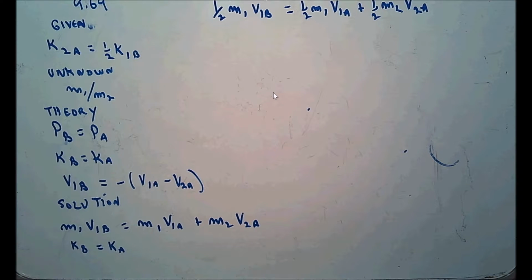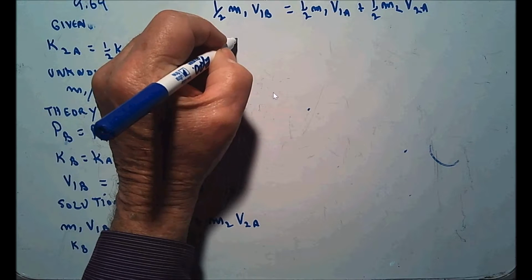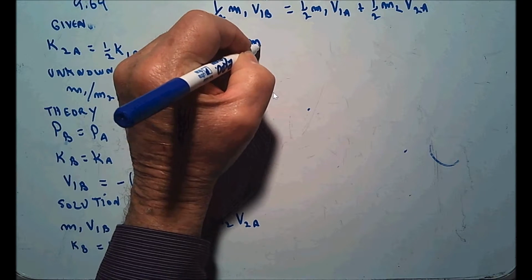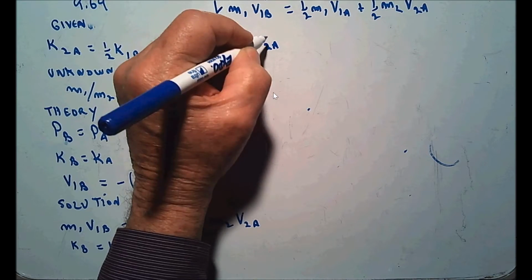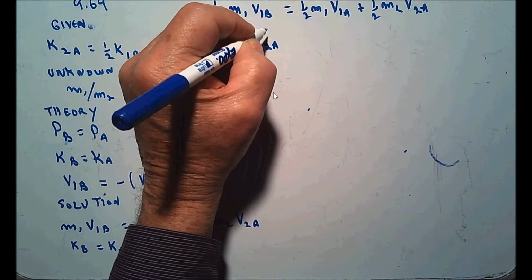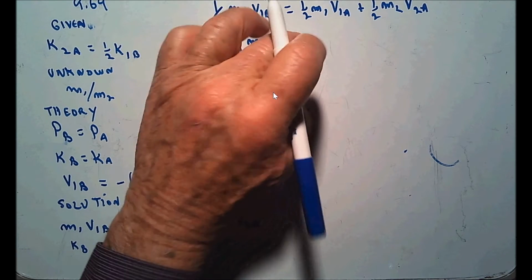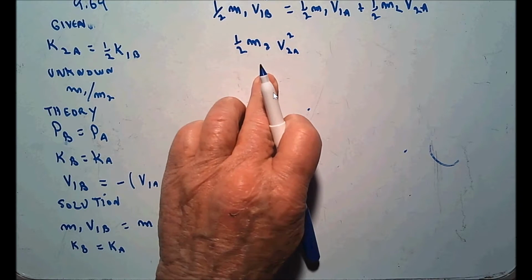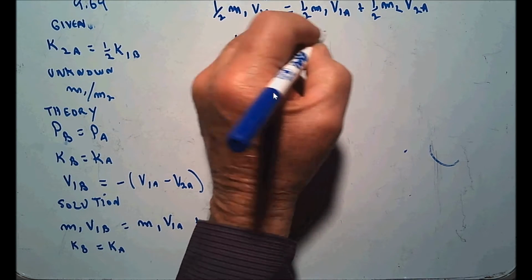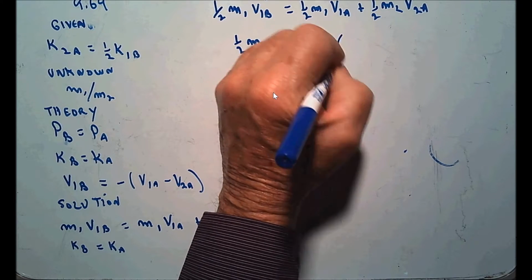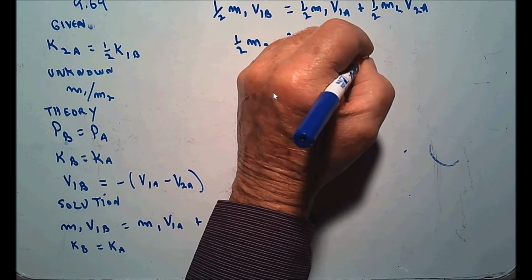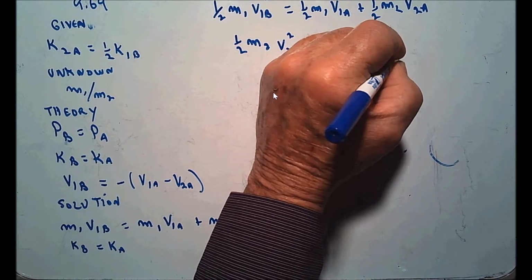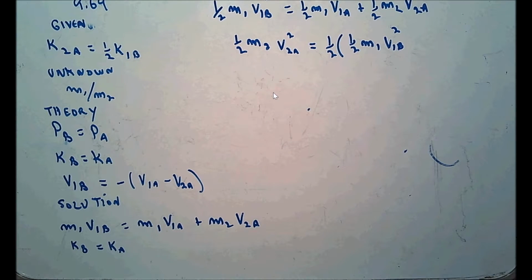Now, our given tells us also that 1/2 the mass of the second one times its velocity squared after, that's how much kinetic energy it has after. That's got to equal 1/2 the kinetic energy of the first one. So there's the kinetic energy that the first one has, and the second one has to have 1/2 of that.